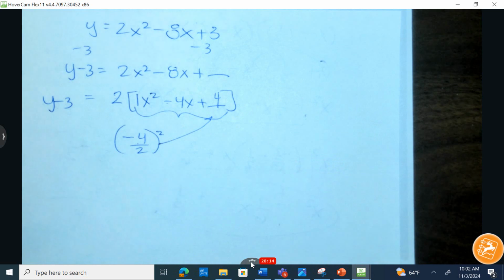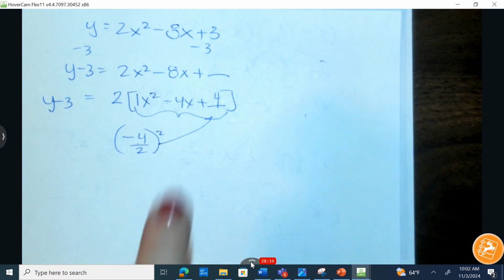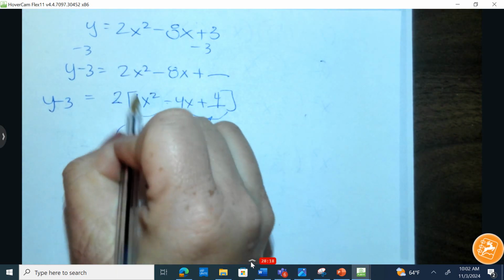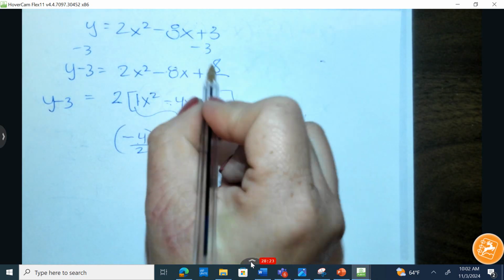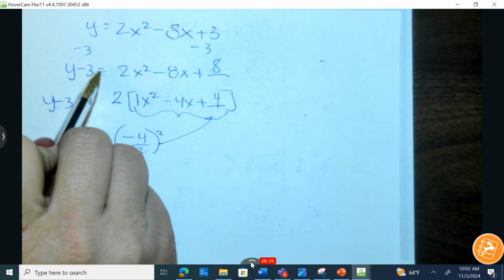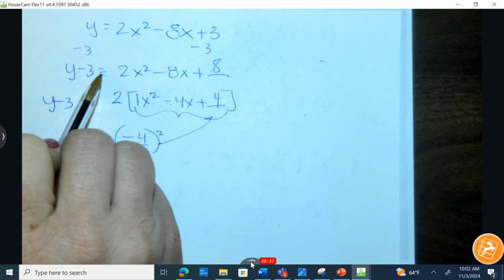Positive 4. Now, we did not just add 4 to the right-hand side. Notice 2 times 1 is 2, 2 times negative 4 is negative 8, 2 times 4. We added 8 to the right-hand side, and we must keep the equation on the left and the right side equal or balanced.